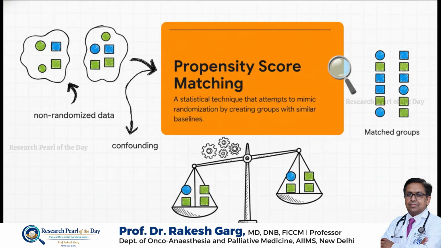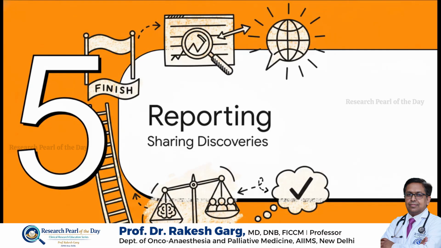Now, here's another really cool technique in your toolbox, propensity score matching. In simple terms, this is a statistical trick that lets you take your messy, real-world data and create two groups that are almost perfectly balanced. It's kind of like creating a mini randomized trial out of observational data. It's incredibly useful for dealing with that confounding by indication problem, where sicker patients get a certain drug, making the drug look bad.